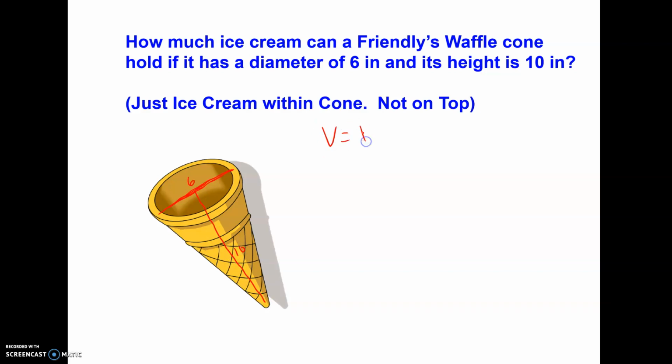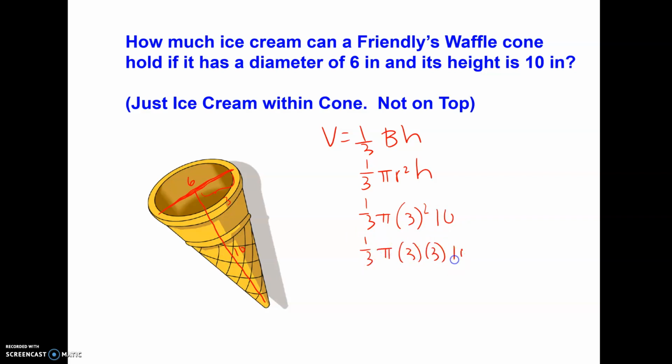So again, I'm going to get my volume is equal to 1/3 big B times h. So it's 1/3 pi r squared times h. 1/3 pi. My r here is not 6, it's just going to be 3. 3 squared times my height, and my height is 10. So I'm going to take 1/3 pi times 3 times 3 times 10. And 1/3 of 3 is just 1. So I'm really going to get 1 times pi, and 3 times 10 is 30, which is just 30 pi. So in your calculator, when you multiply this out, you should get 94.2.